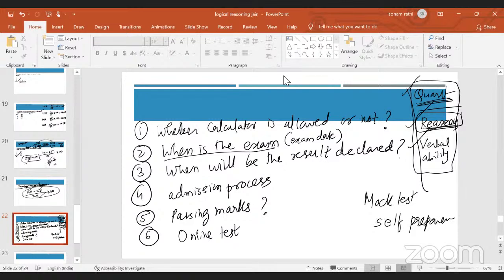Yes, you can do it later. If you miss any mock exam, you can do it later on also. This is not a problem. But what I will suggest is, do not start writing the mock test right away.